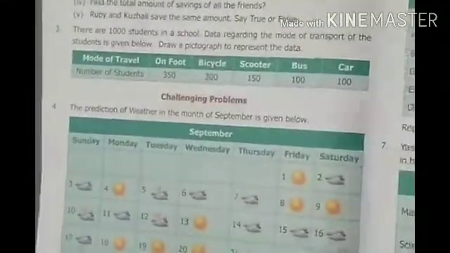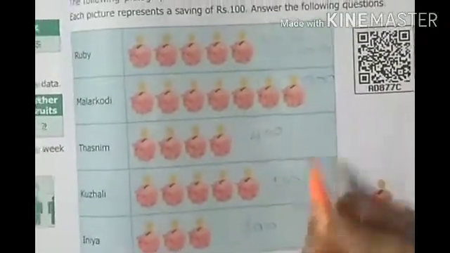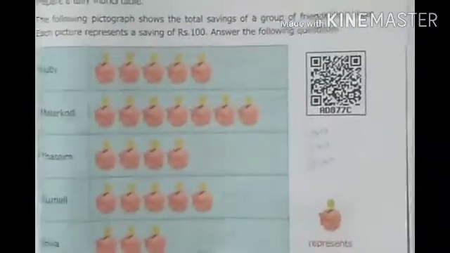Okay, for others what you have to do? We know Kurali's saving, right? So Kurali's is rupees 500, but we don't know the others' savings. So you have to add all the others. So others: 500, Ruby's is 500, Malar Kodi is 700, Tasnim is 400. Leave Kurali, because they are asking Kurali to others. And take Inias. Inias is 300.